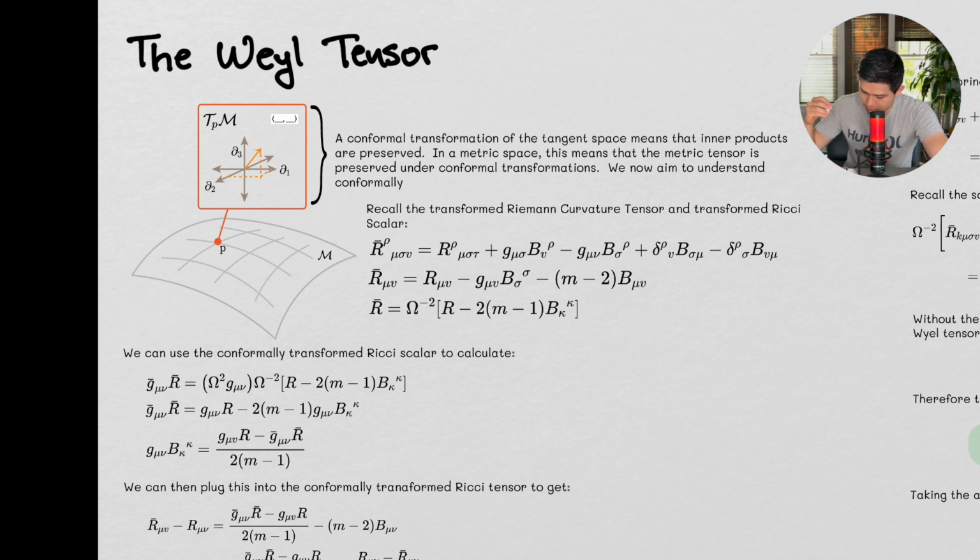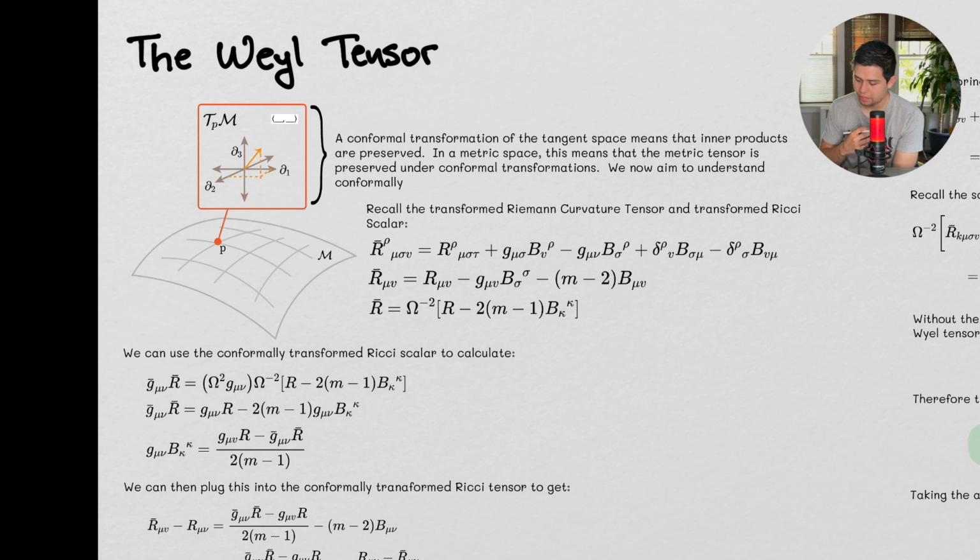Okay, so let's step back a little bit. Let's talk about this manifold. We've talked about the structure before. A conformal transformation of the tangent space means that the inner products are preserved. We talked about what exactly a conformal transformation was. So in this metric space, the metric tensor is preserved under conformal transformations, right? We have this metric, or this inner product, that tells us we have a metric space, and that metric space lives within its own space, and that thing is preserved under these conformal transformations.